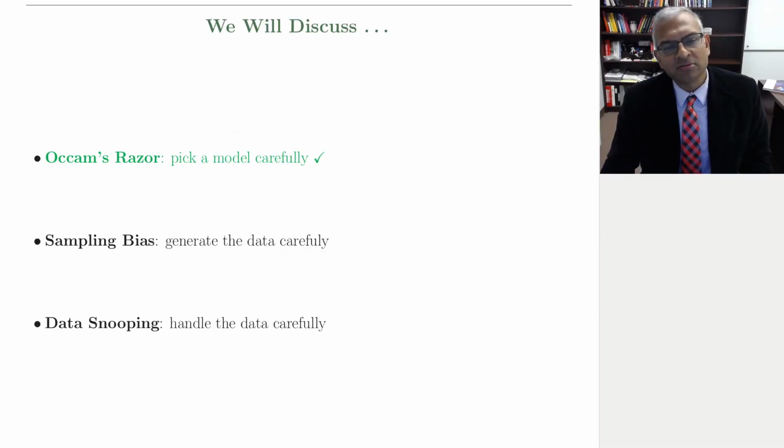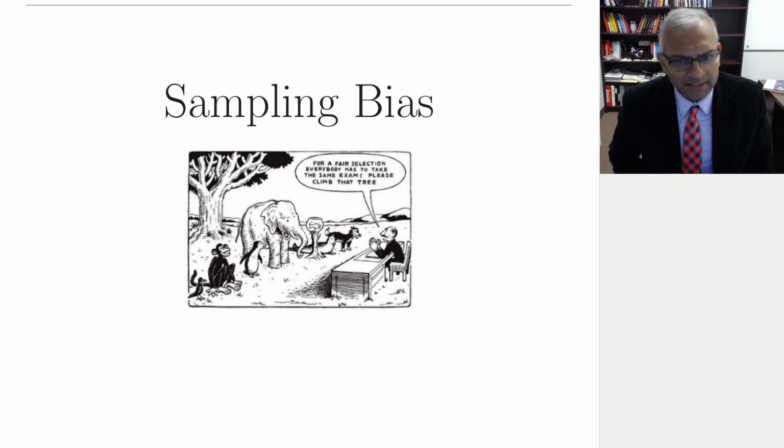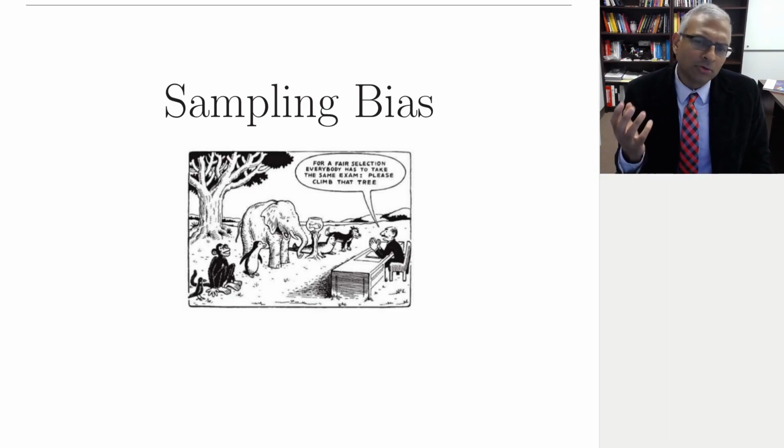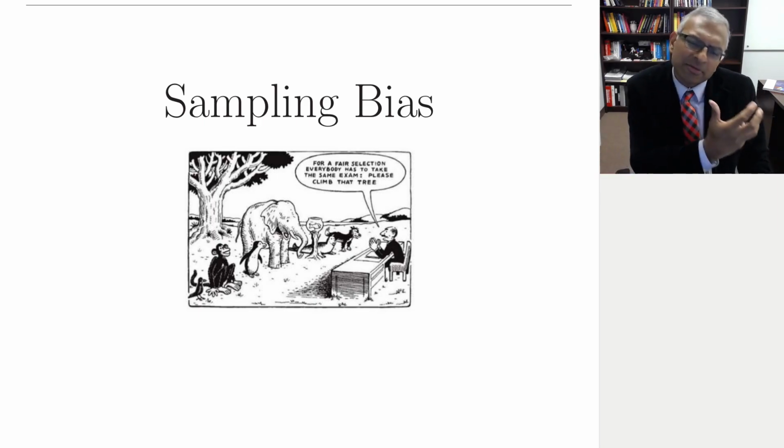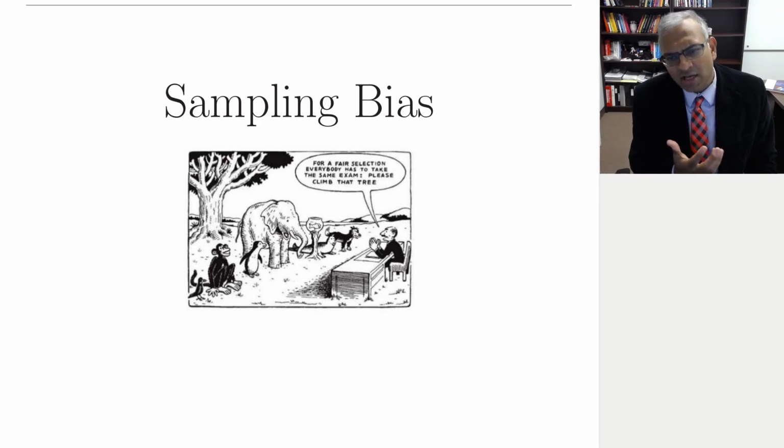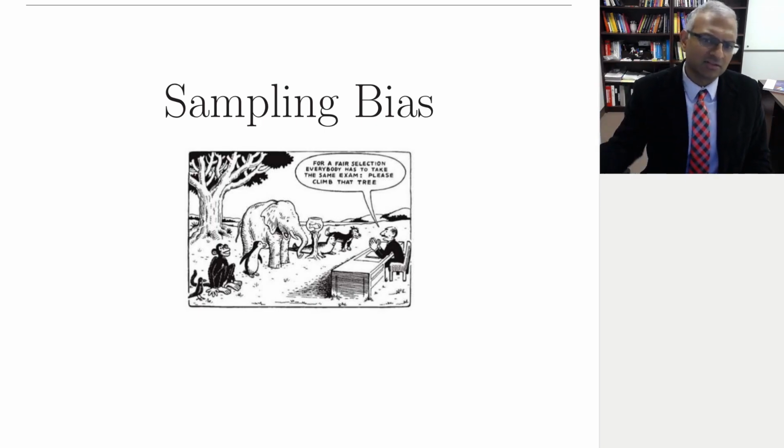Okay, so we covered Occam's razor. Let's talk about sampling bias. Now this cartoon pretty much captures a lot of what can go wrong when you poll or do medical testing and you apply some kind of filter to decide what subjects are suitable for your test. And in this case, this is of course an extreme example.